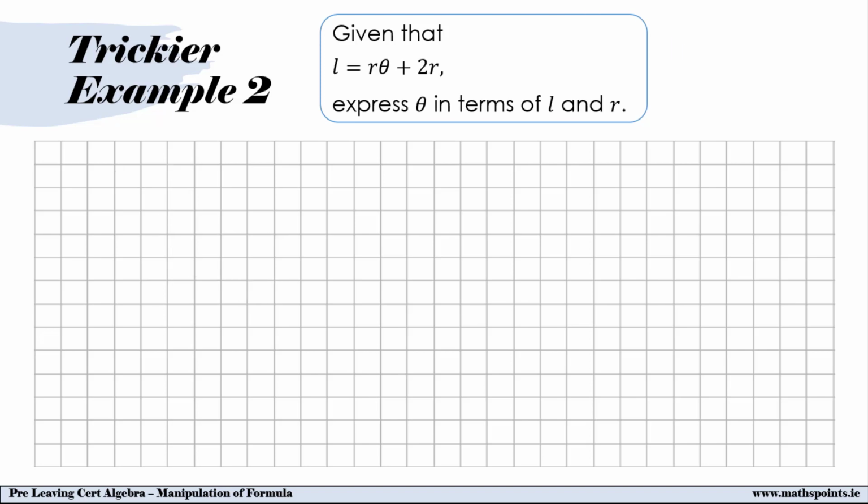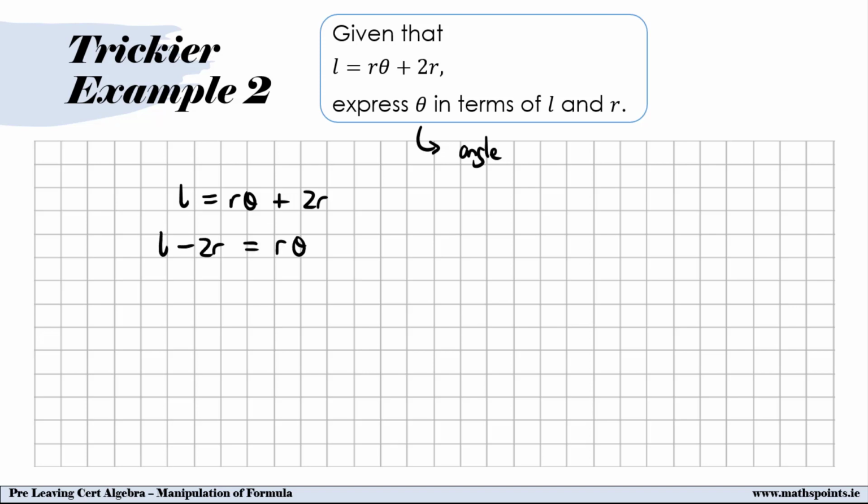So example 2 has been adapted from an area, perimeter and volume question. We're given a formula that says that L is equal to r theta plus 2r, and L would stand for the length, r would stand for radius, and theta, when we see it, generally stands for the measure of an angle. So we want to express theta in terms of L and r. So I can see that theta is on the right hand side, so I'm going to leave it there, and to get rid of the plus 2r beside it, I'm going to subtract a 2r from both sides.